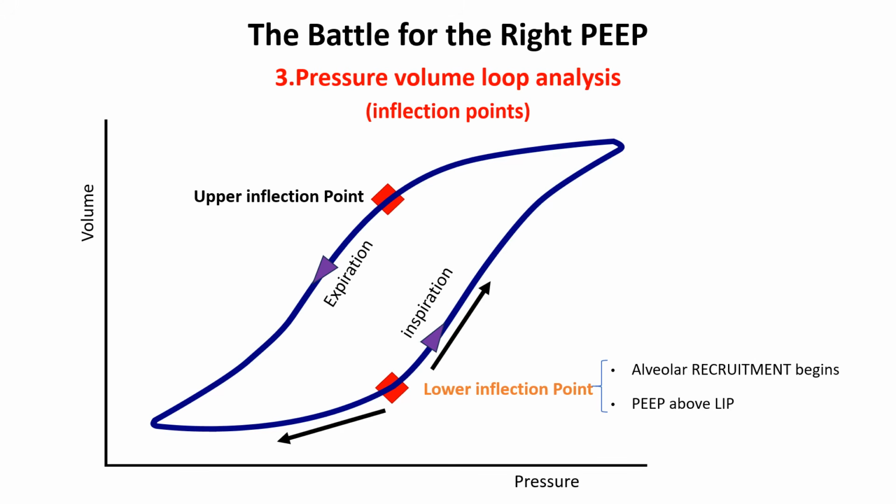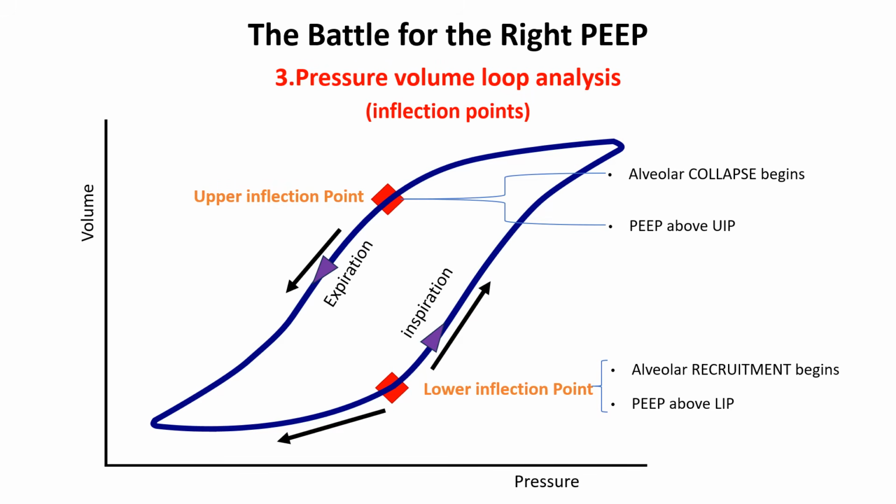Conversely, setting PEEP too high above this point can result in overdistension of already open alveoli, increasing the risk of barotrauma. The other method is the identification of the upper inflection point of the deflation or expiratory limb. The deflation limb in a pressure volume loop represents the exhalation phase, where lung volume decreases as air is expelled. The upper inflection point on this limb marks the pressure below which alveolar collapse begins. So, setting PEEP above this point helps prevent derecruitment and maintain lung volume.